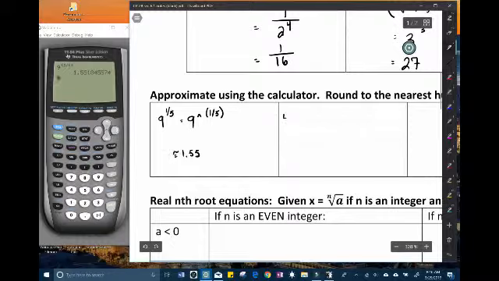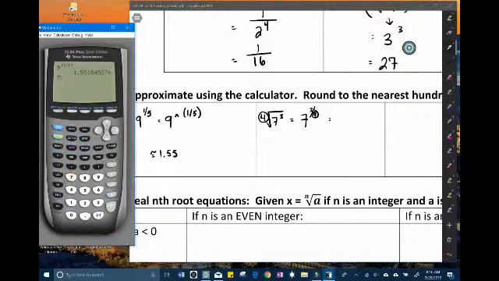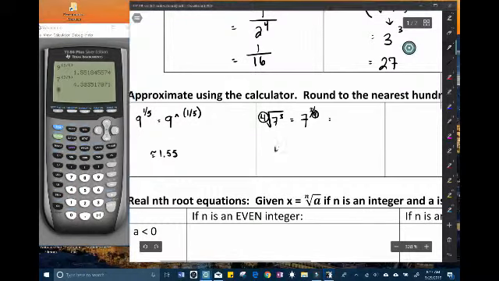Let's try out the 4th root of 7 cubed. It's easiest to rewrite this as a rational exponent. So we know that this is going to be 7 to the 3/4, and again the index is always the denominator. So 7 to the 3/4 is 7 caret 3 divided by 4, and that's approximately 4.30.